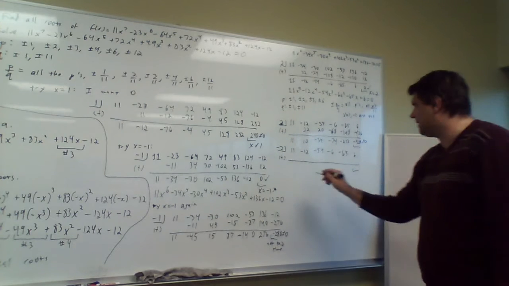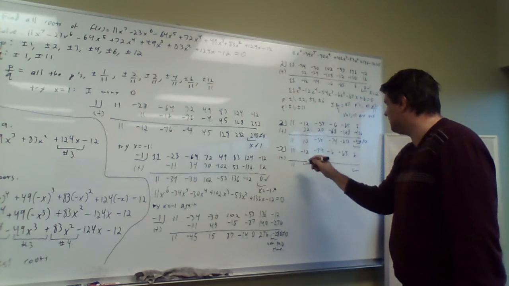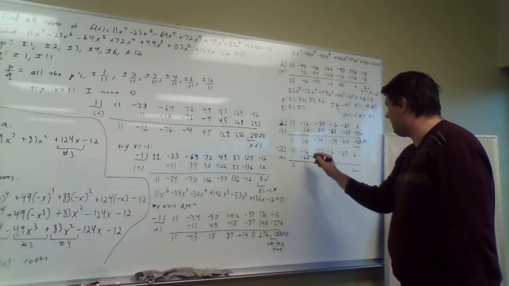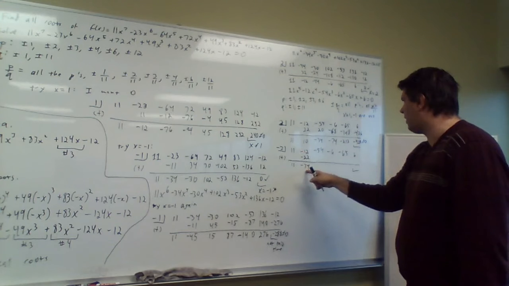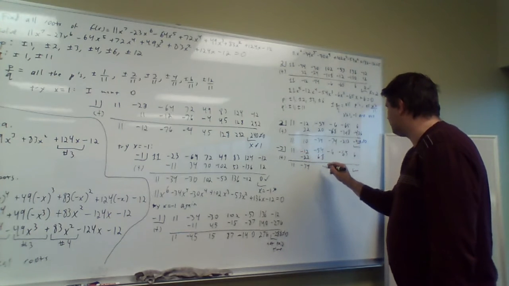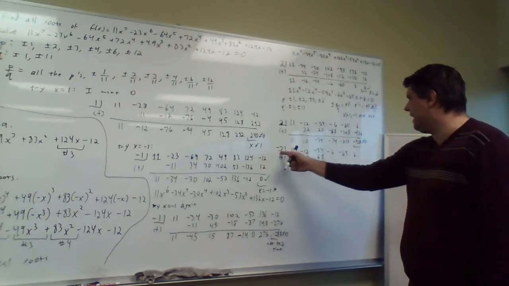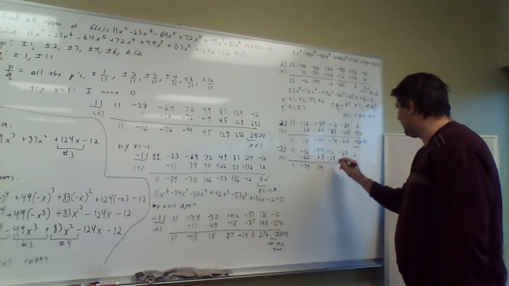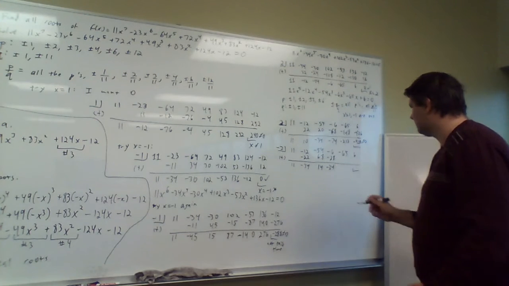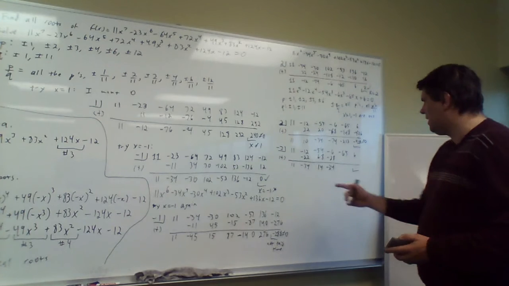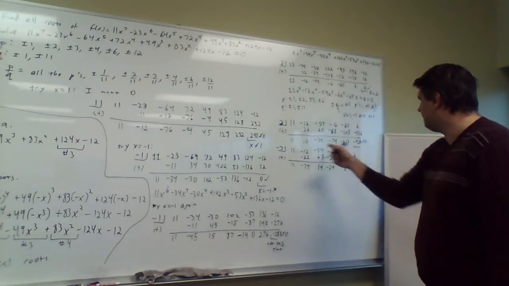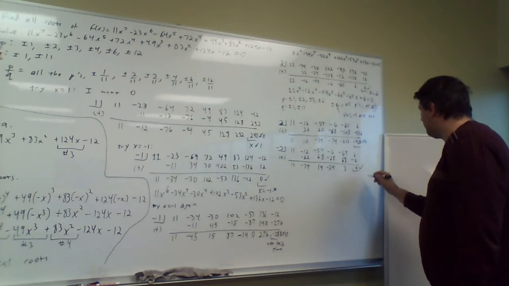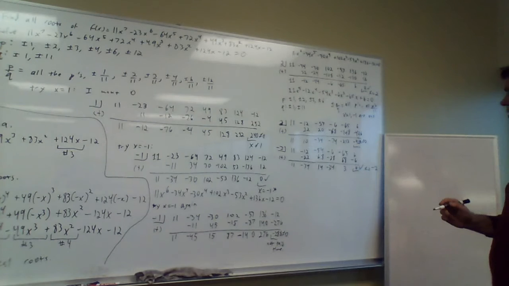All right, bring down the 11. Negative 2 times 11 is negative 22. That gives me negative 34. Negative 2 times negative 34 is positive 68. That gives me 14. Negative 2 times 14 is negative 28. That's negative 34 again. Negative 2 times negative 34 is positive 68. That's 3. Negative 2 times 3 is negative 6. That's 0. So x equals negative 2 as well. Okay?